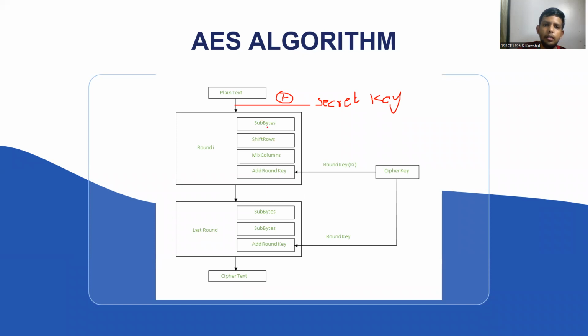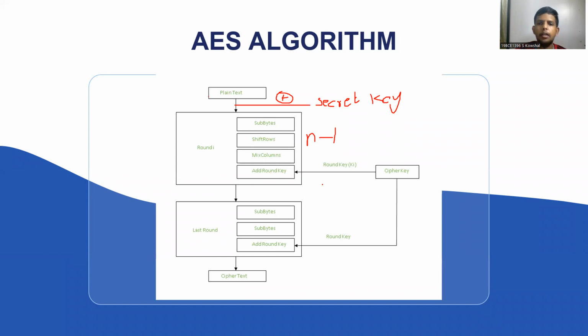Round one is basically SubBytes, ShiftRows, MixColumns, and AddRoundKey. So this takes place for n minus one rounds. I'll explain each and every part in detail in the next slide. This takes place n minus one times based on the size of your key.